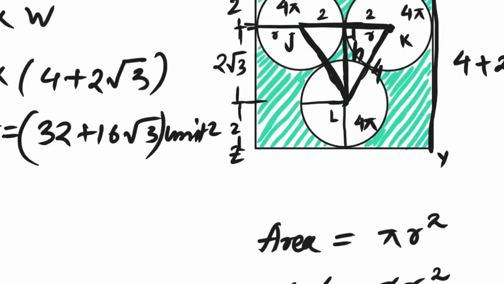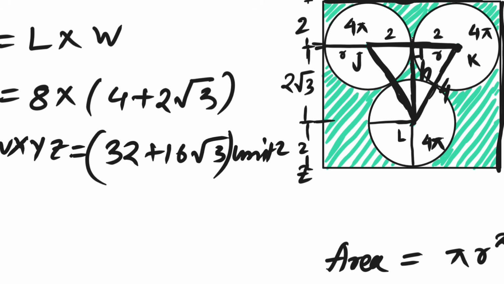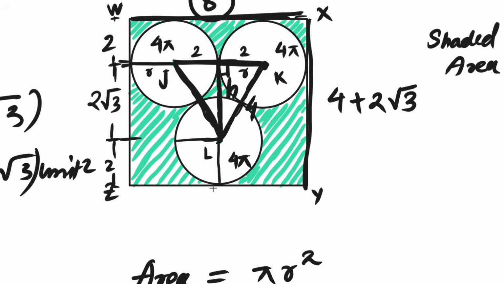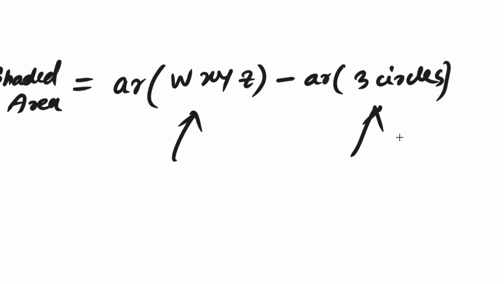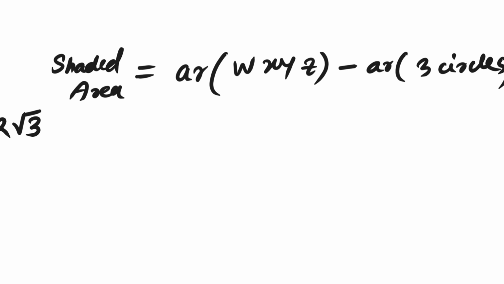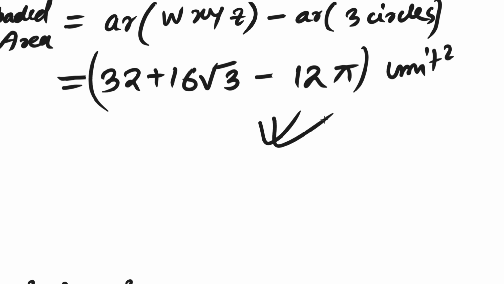We found the rectangle area to be 32 plus 16 square root of 3, and we found the total circle area to be 12 pi. So substitute those values into our equation. The shaded area equals 32 plus 16 square root of 3 minus 12 pi square units. And that is our exact answer.